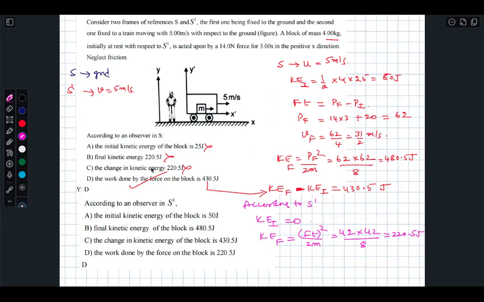So the initial KE of the block is 0. Final KE of the block, wrong. The change in kinetic energy, wrong. So delta KE with respect to S dash is simply 220.5 joule. Therefore D is correct. Are we clear? Sure?